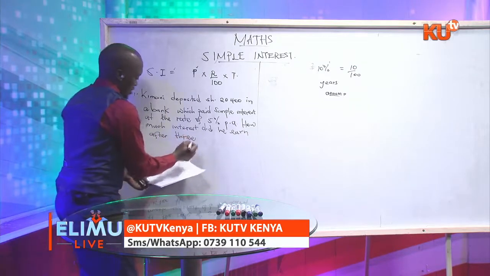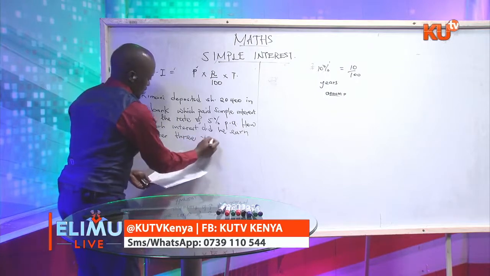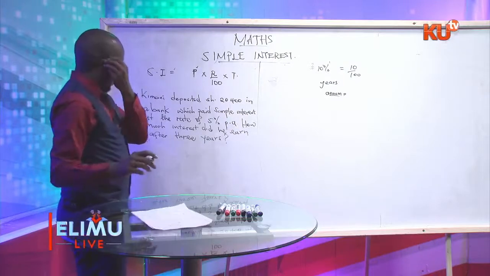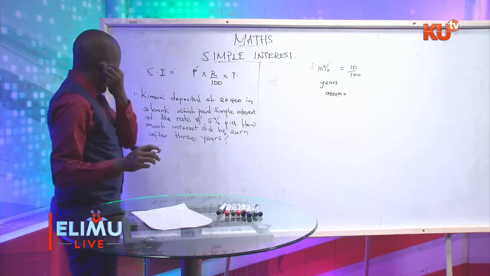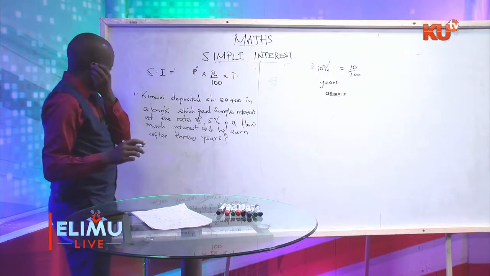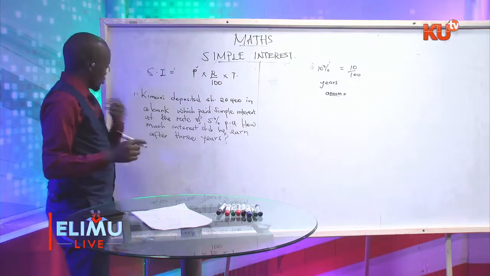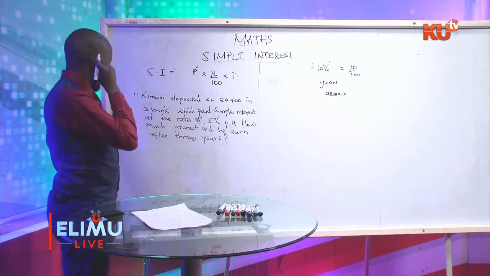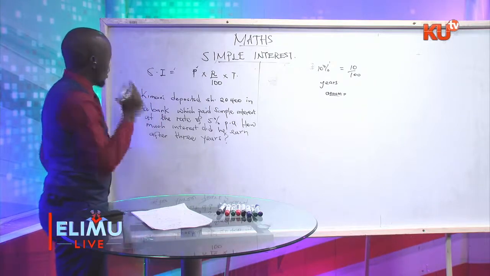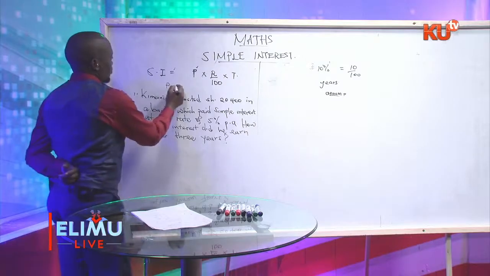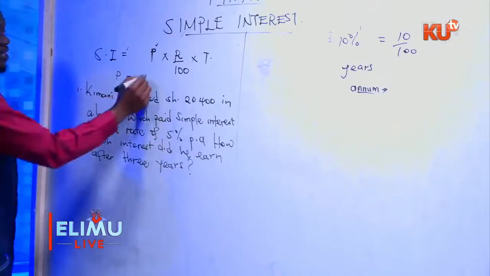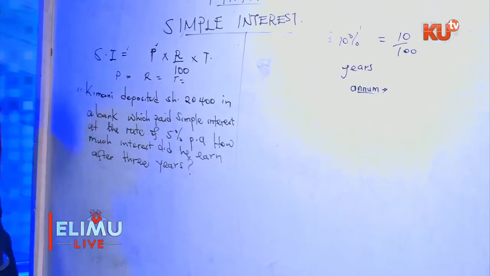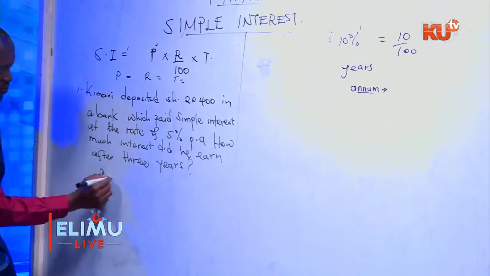How much interest did he earn after 3 years? So when given such a sum, what you need to do first is identify these terms. Identify the terms. We are talking about principal. Identify rate. Identify time. So the first thing here, we shall identify the principal.